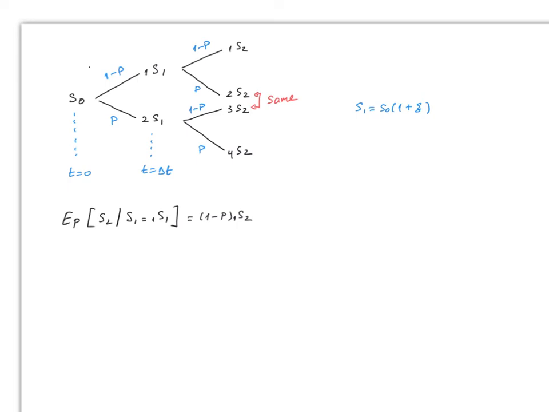Plus P times 2S2. So this is saying what is the expected value of getting to S2 given that S1 is equal to 1. So given that you went to here, well, the two choices are this or this, which is this one and this one.